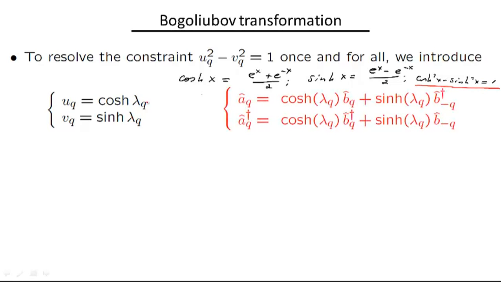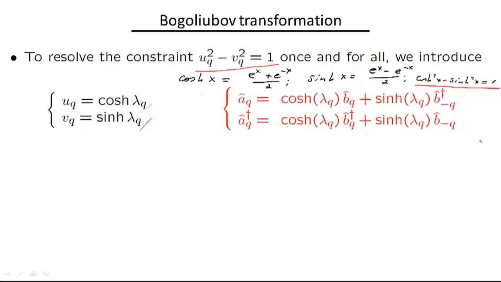So if I use this parameterization, which resolves this identity once and for all, which basically reduces the problem with two parameters to a problem with just a single parameter, in this case this lambda, my expression for the creation and annihilation operators a and a dagger now becomes this, okay?